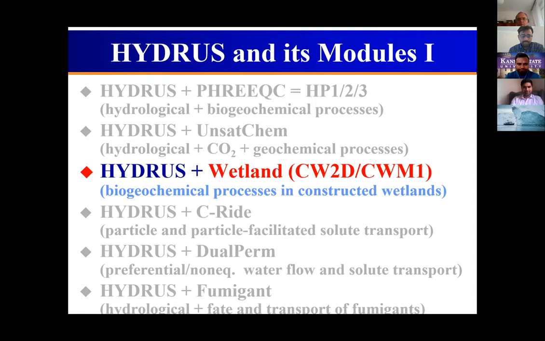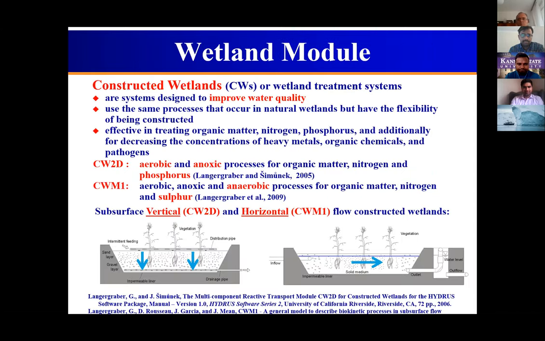Okay, wetland module. This is a specialized module which was developed by Gunther Langergraber. Interestingly, he took our very first course in 1976 as a PhD student, and then he developed this module. So what are the wetlands, right? Wetlands are systems which are used to treat the wastewater, at least in engineering sense. And there are different types of wetlands. There are vertical flow wetlands, which I show here, where you apply water at the surface, the wastewater, and then you collect it at the bottom.